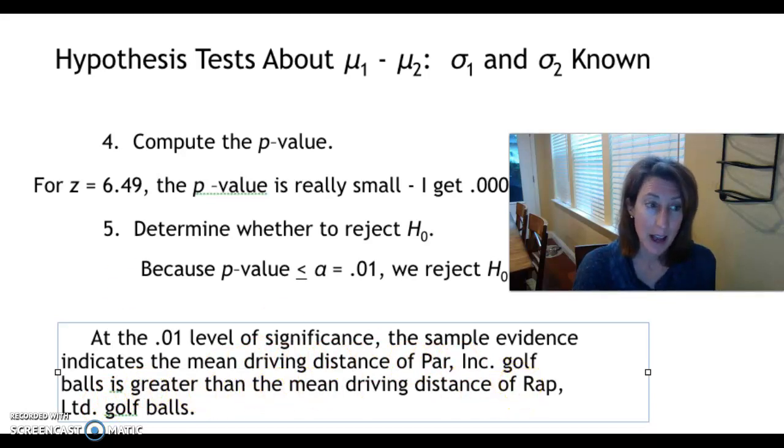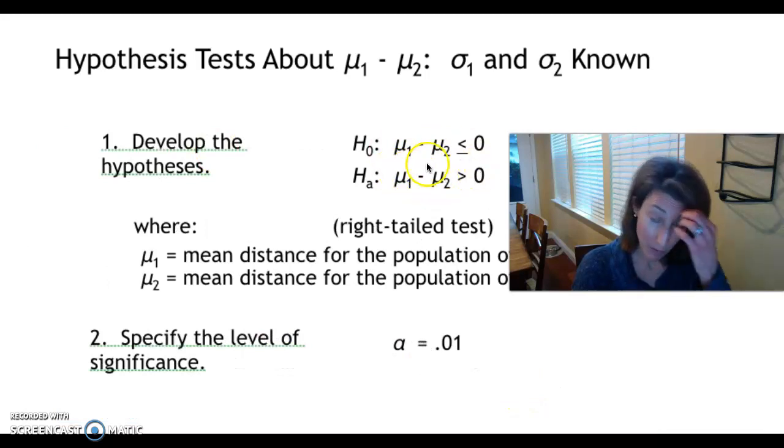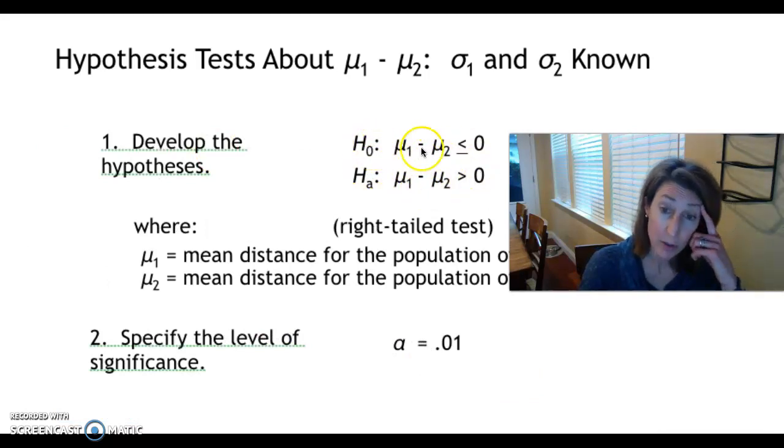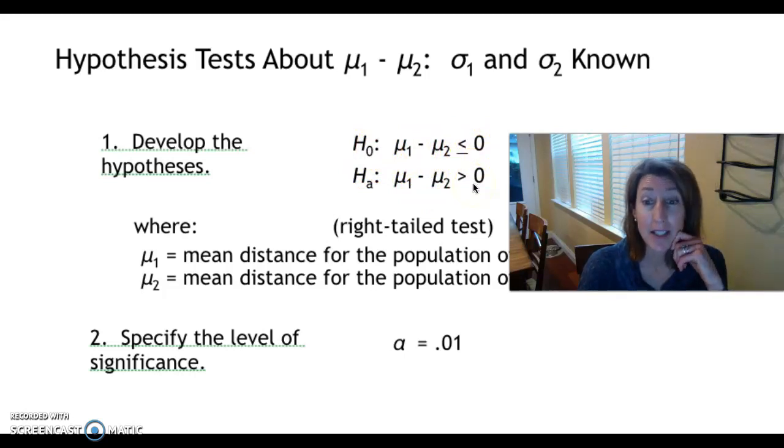How did I get that? I have to go back and look at what we set up for our null and alternative. We're rejecting the null, that it's less than 0, and therefore accepting the alternative that it's greater than 0. So our mean population's average driving distance is greater. That's how these tests go.